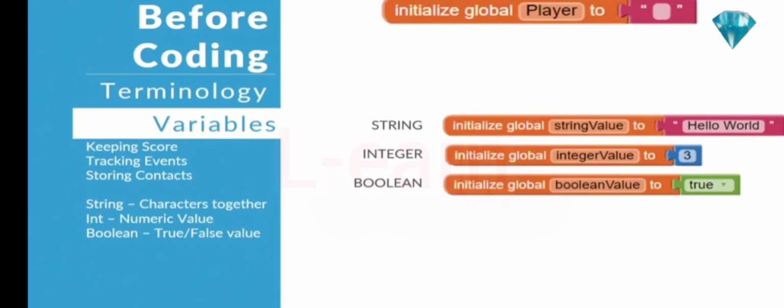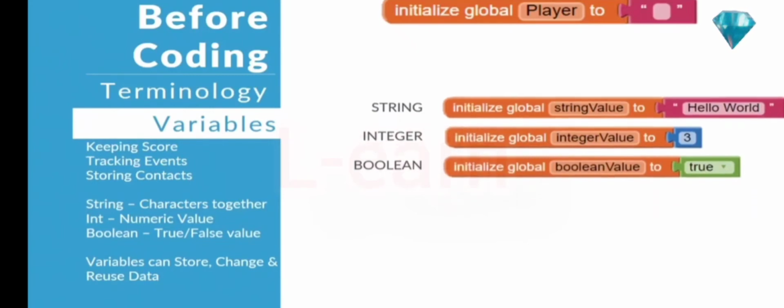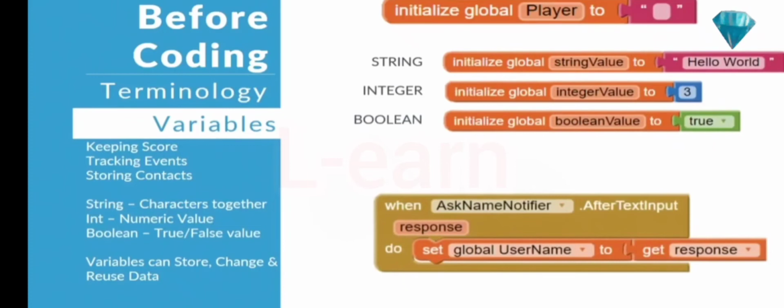Variables are quite good because, as I said, they can be used to store, change, and reuse data. Using a variable is like algebra. We can give x whatever value we want. So let's have a quick look at an example.